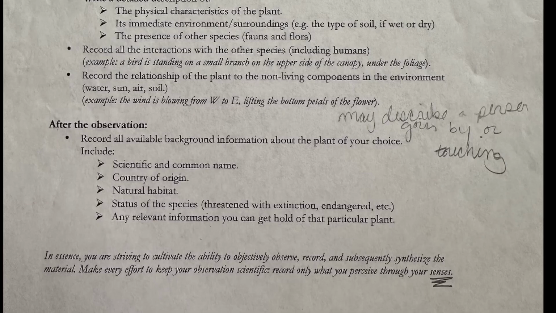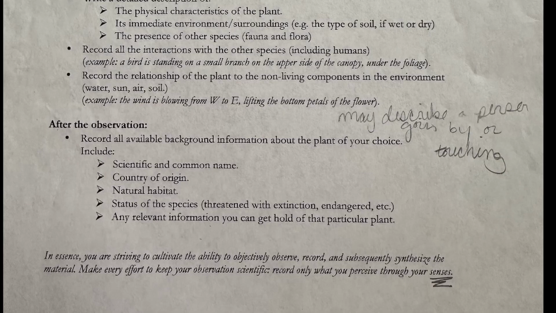After the observation, and this is where we're going to go back to gathering scientific data, you want to record all available background information about the plant of your choice and include scientific name and common name, country of origin, natural habitat, status of the species, whether it's threatened with extinction or it's endangered, etc., and any relevant information you can get a hold of that particular plant.